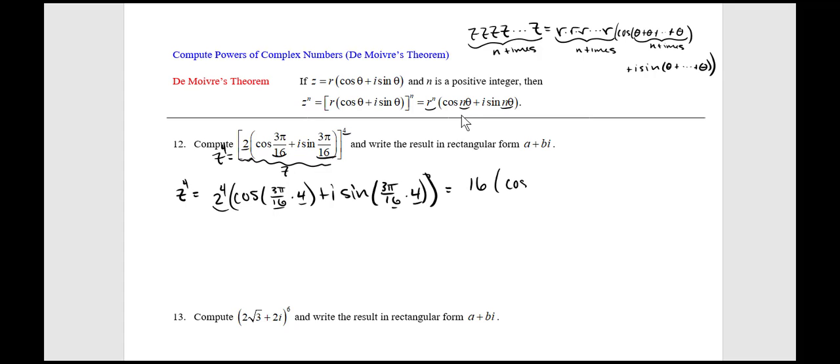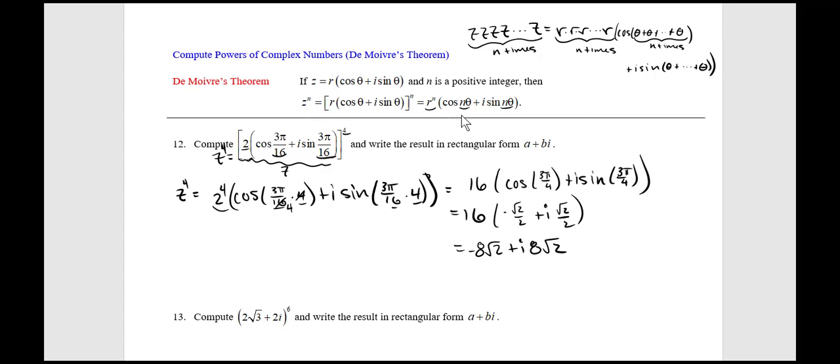Let's see what we have. Cosine of, cancel, cancel. It looks like we have 4 left down low. So it must have the same thing in the sine. And cosine of 3 pi 4ths, that's just second quadrant. That should be negative root 2 over 2. Sine in that quadrant, again at the 3 pi fourths, is going to be root 2 over 2. Multiply the 16 through everything, we get negative 8 root 2 plus i times 8 root 2. So that's what our number z to the fourth equals.